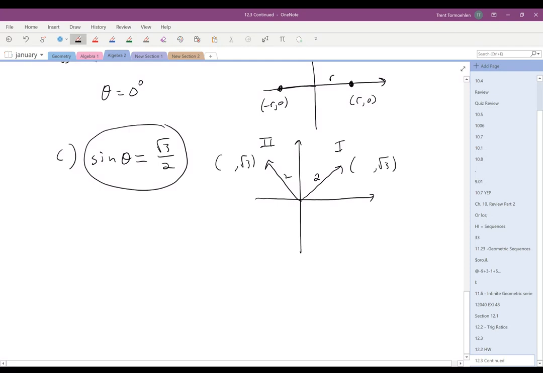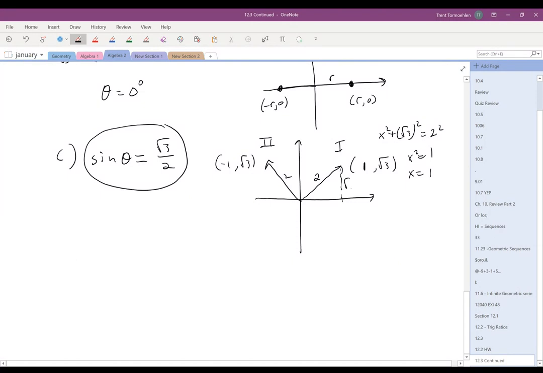Well, if you do Pythagorean theorem for x, you get x squared plus root 3 squared equals 2 squared, which gives you x squared equals 1. So x equals either 1 or negative 1. And it turns out, yeah, that's what these coordinates are, negative 1 and 1. And whenever you have this relationship of 1, root 3, and 2, that means you have a 30, 60, 90.